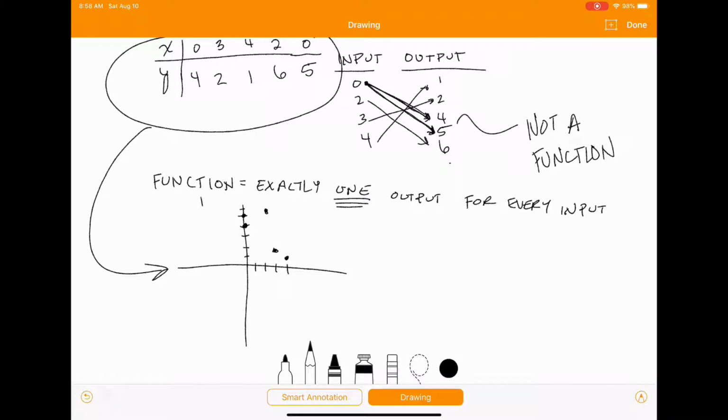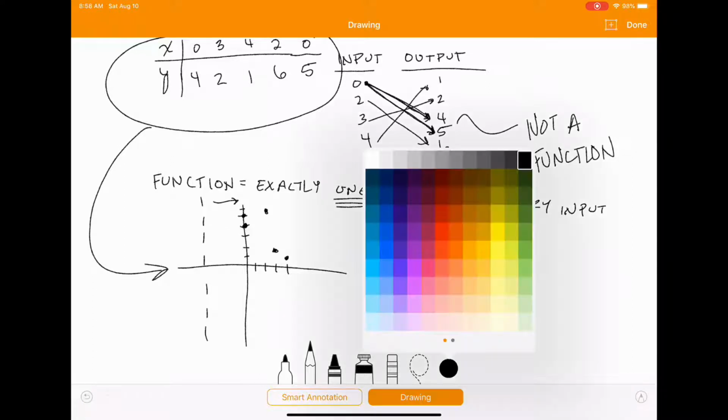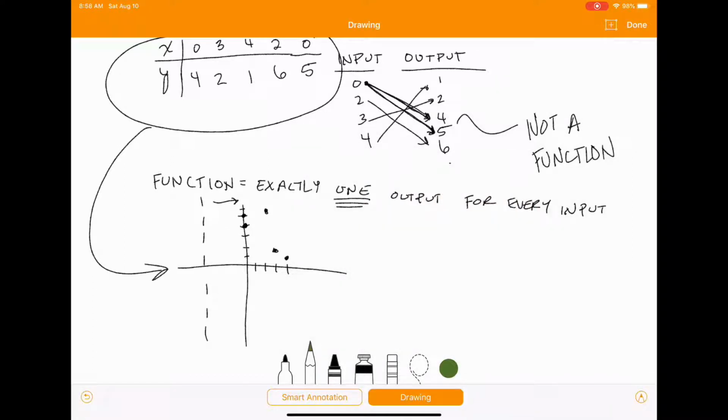So we're going to take our vertical line and move it across this way and make sure that only one point is touching that vertical line at a time. However, when we hit here, we're crossing this point and this point, so therefore it's not a function.